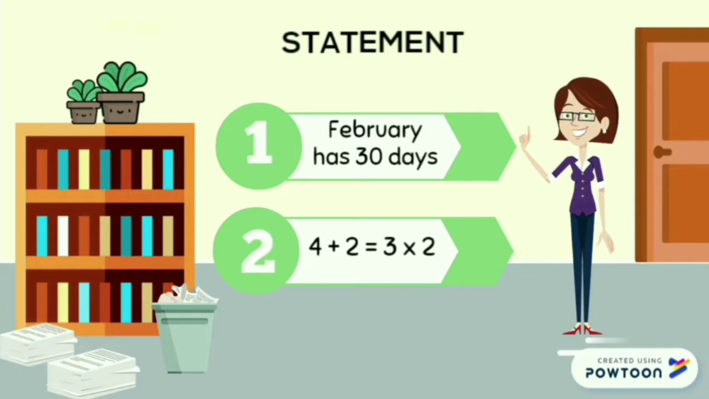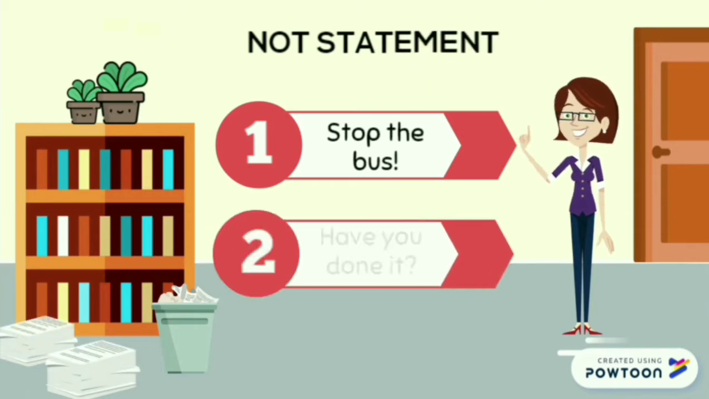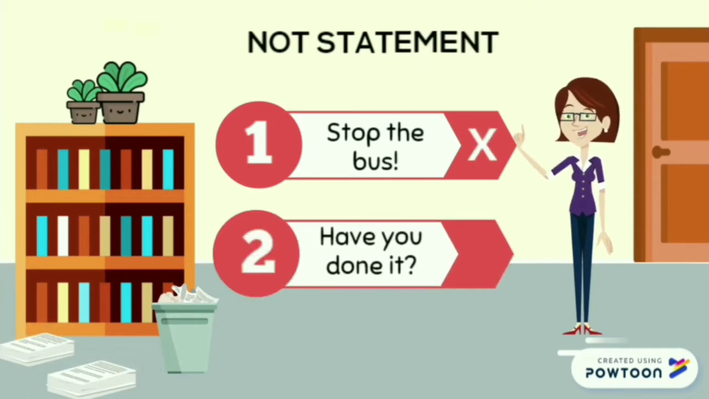The first sentence is false, but it is a statement. The second sentence absolutely is a statement, as it also has a truth value, which is true. Next, stop the bus. Have you done it? Both of these sentences are not statements, as they are an instruction and a question.